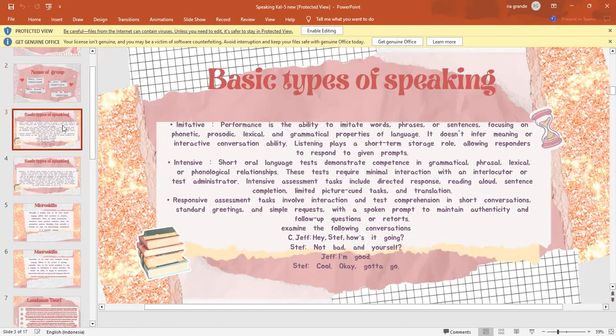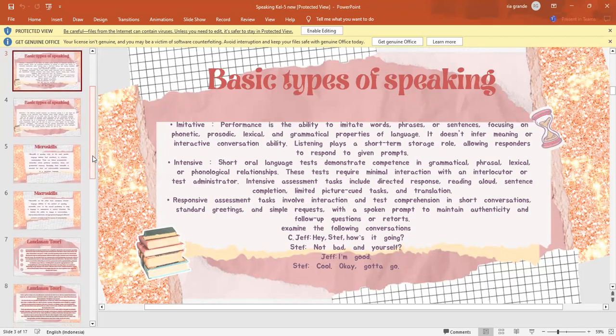Basic types of speaking. The first one is imitative. Performance is the ability to imitate words, phrases, or sentences, focusing on the phonetic, prosodic, lexical, and grammatical aspects of language. It doesn't involve inferring meaning or interactive conversation. Listening plays a short-term, strong role, allowing responders to respond to given prompts.